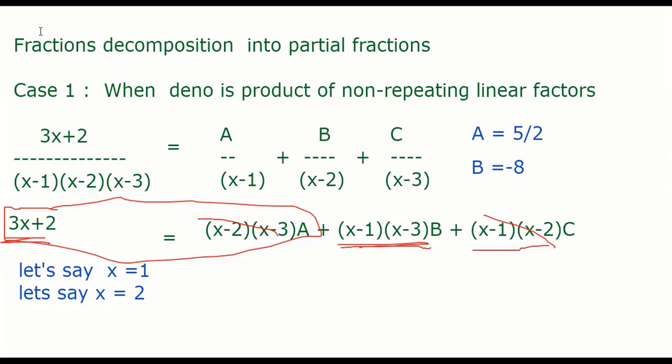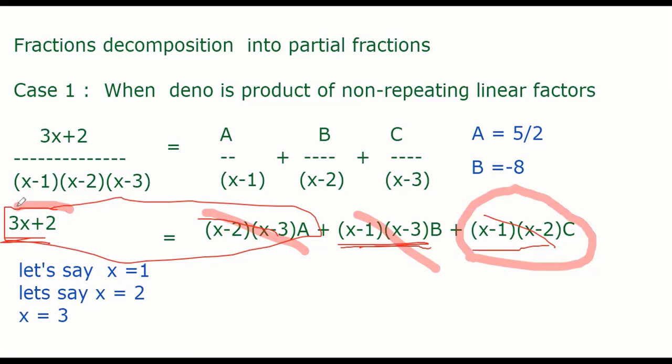And lastly, if I put x equal to 3, what will happen now? This will become 0, and this will become 0. So the only things remaining are this and this, right, everybody? So if I put x equal to 3, 3x plus 2 is 3 into 3, 9 plus 2, 11, equal to x minus 1, so 2, x minus 2, so 1, into c. So 2c equal to 11, c equals 11 by 2. So I got the values of a, b and c.